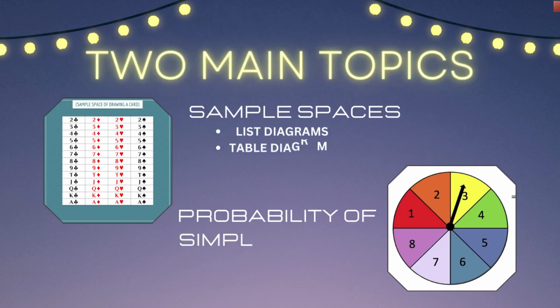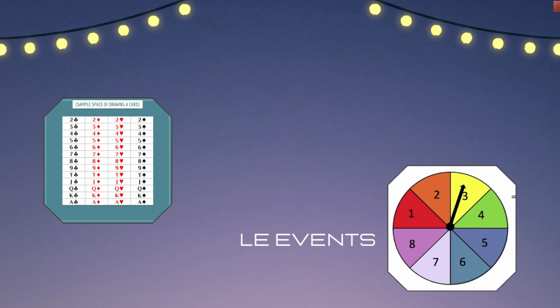Enopia, and these are the two main topics: sample spaces and the three ways of utilizing a sample space, list diagrams, table diagrams, and tree diagrams, plus probability of simple events.